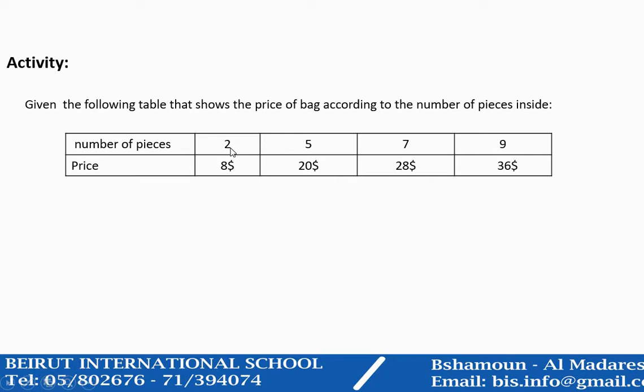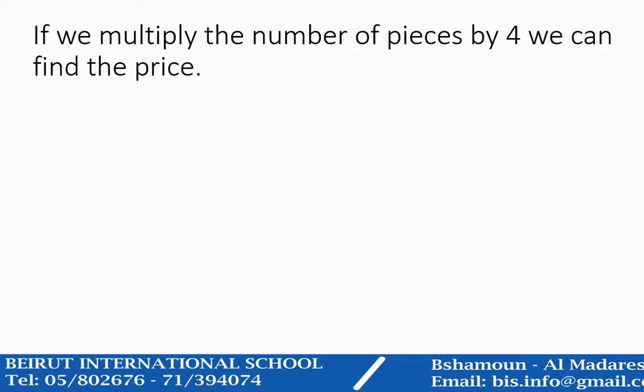When the number of pieces in the bag is 2, its price is $8, while when the number is 5, its price is $20. As well, if the number of pieces is 9, its price will be $36. What do you conclude? Yes, it's true. If we multiply the number of pieces by 4, we can find the price.